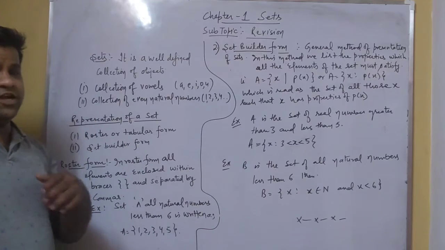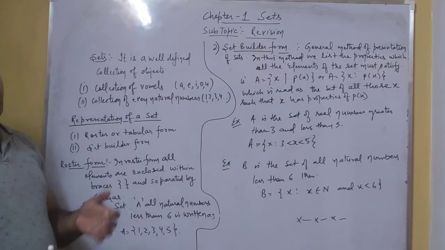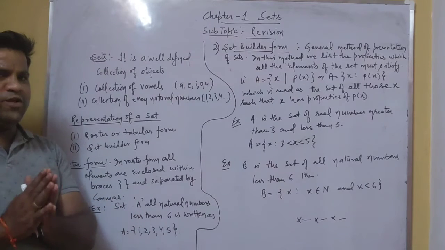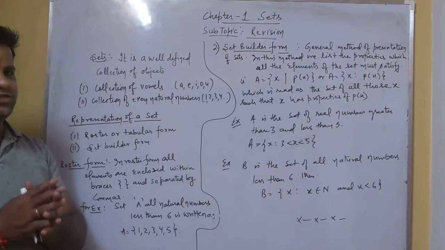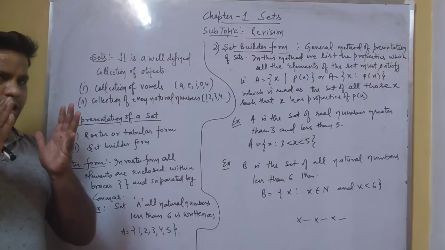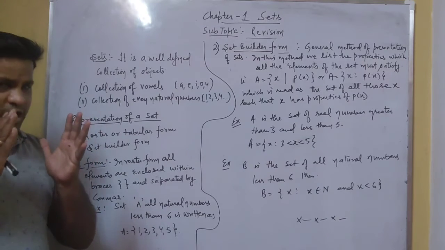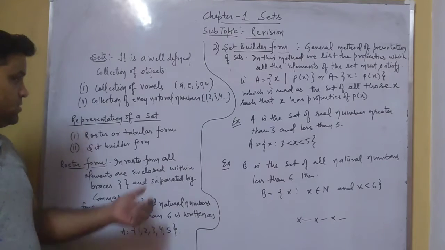Here, how do we represent a set? We have two methods: the roster form and the set builder form. In roster form, we write the set by writing the elements enclosed in curly braces and separated by commas. Here we have an example of this.